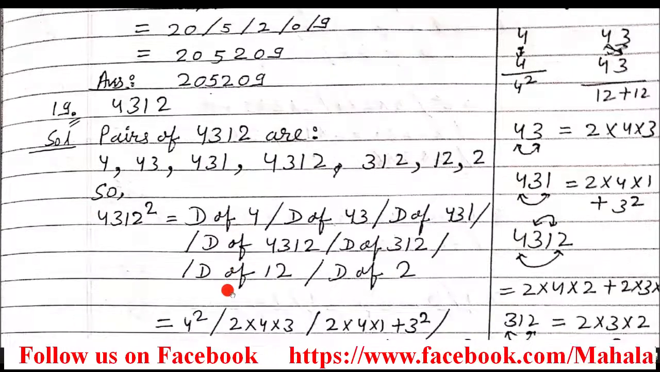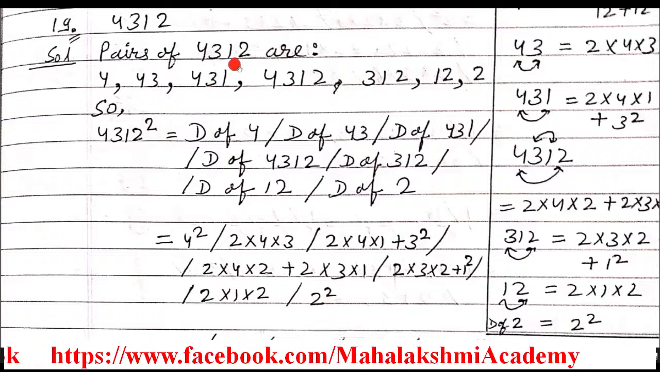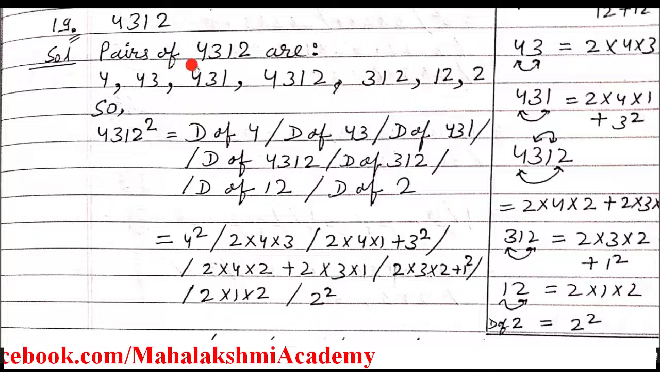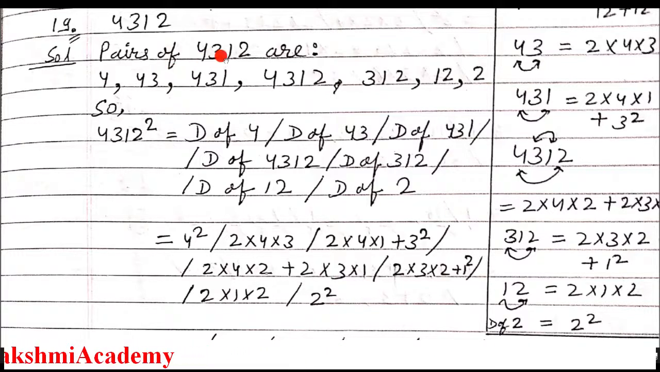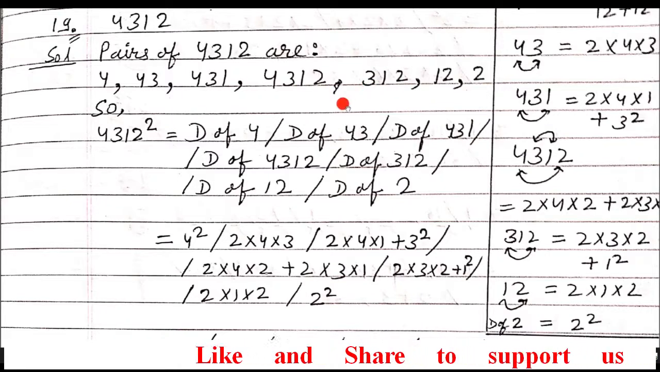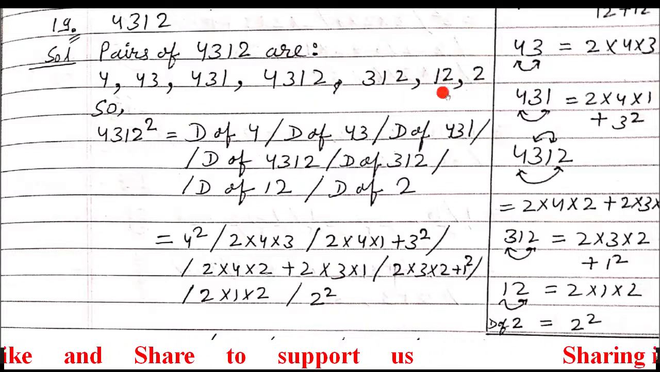Now we will move to question number 19. In question number 19, you just see the question. Here this time we have 4 digits, so the pairs are going to be: we will start from 4, first 4, then 4 3, then 4 3 1, then 4 3 1 2. So we reached the maximum digit. After reaching the maximum digit, you should start to reduce. So reduce: cut 4, you will get 3 1 2, then cut 3, you will get 1 2, then cut 1, you will get 2.